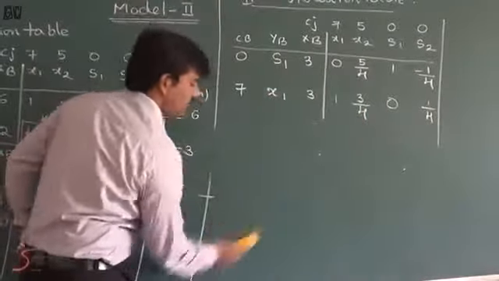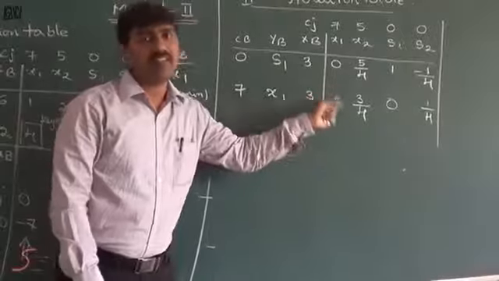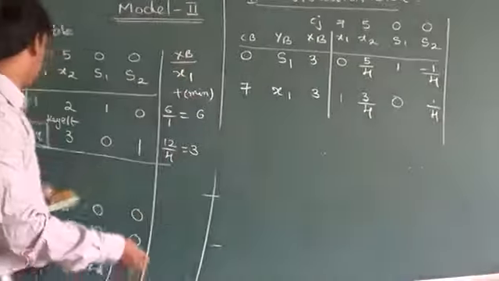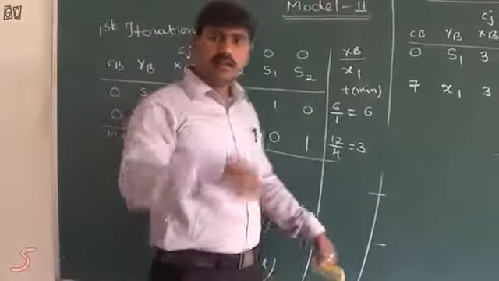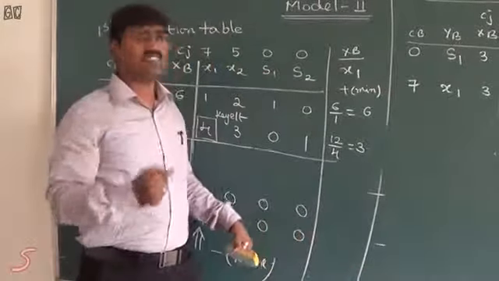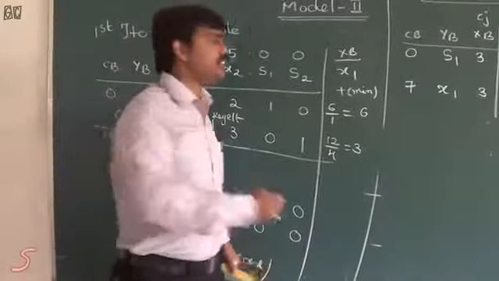All the elements in the key column have to be 0, and we made the key element unity by dividing it. Then we will have 3 important formulas. Again, I'm going to repeat the same procedure. That is the reason why this is called an iteration table. Iteration means repetition, we can say.